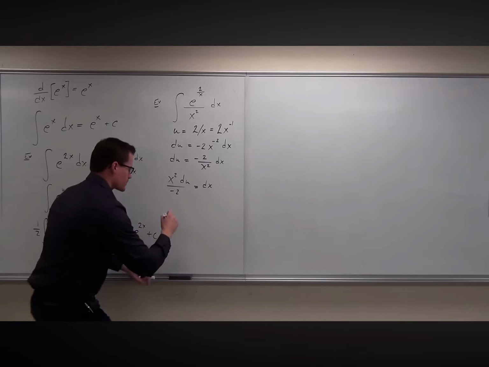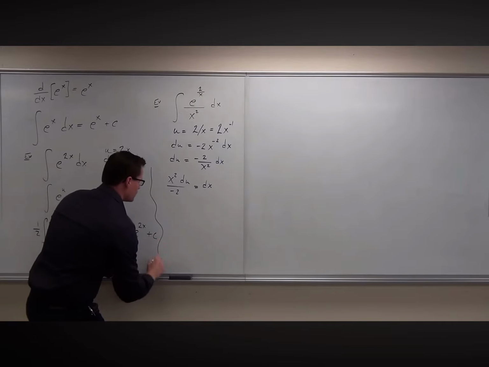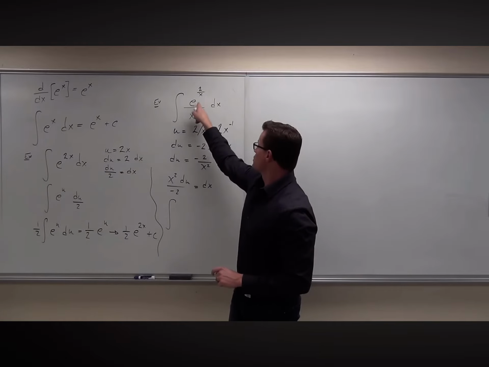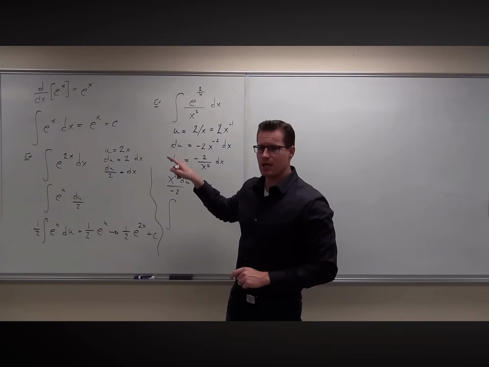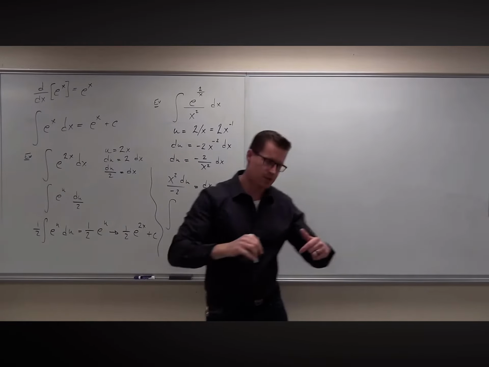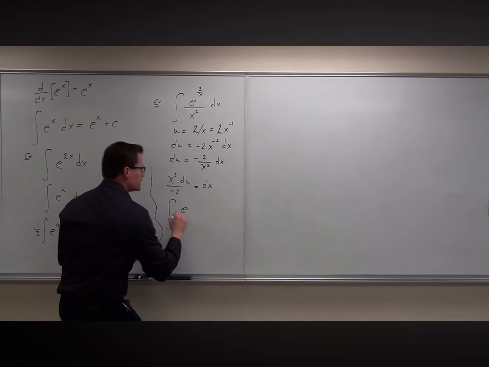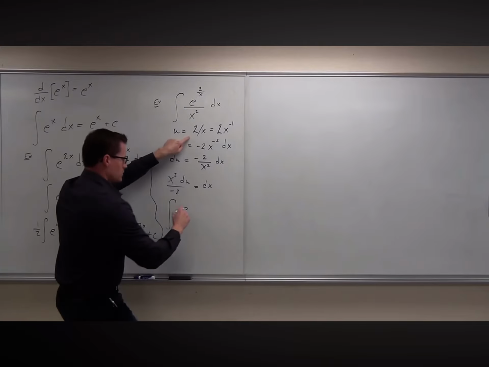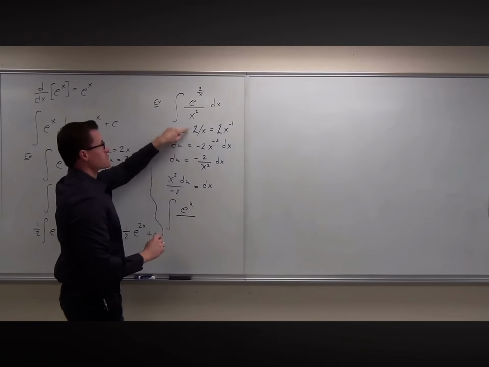Let's see if that works. I know we're still going to have an integral. Am I still going to have e to the 2 over x? No. Am I still going to have e? Yes, absolutely. I haven't substituted for that, so I have an e. What does the 2 over x change to? U. That's our u.